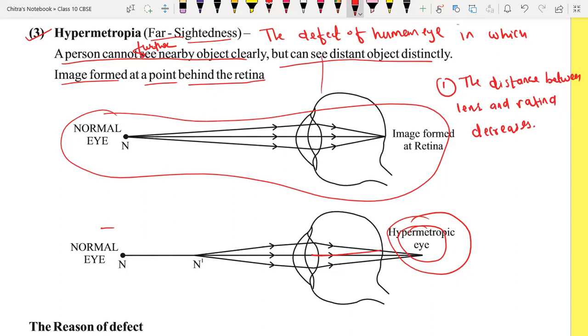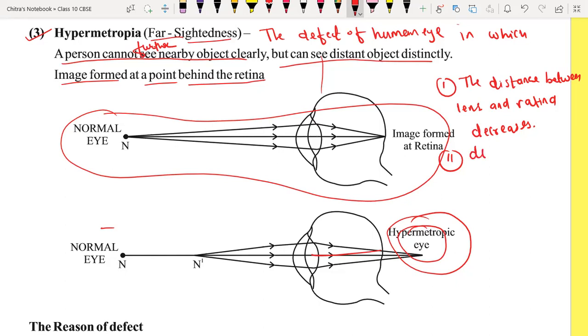Okay, that means the eyeball has become small, so the image will form behind the retina. And what will be the second reason? The eye lens is not dilating properly, meaning its converging power has decreased. The converging power of the lens has decreased. Again, it is due to the weakening of ciliary muscles.